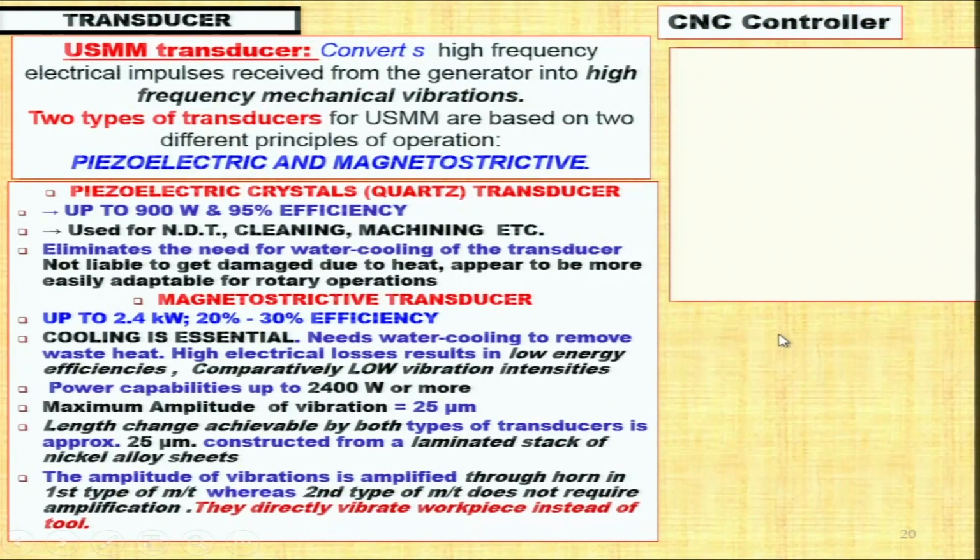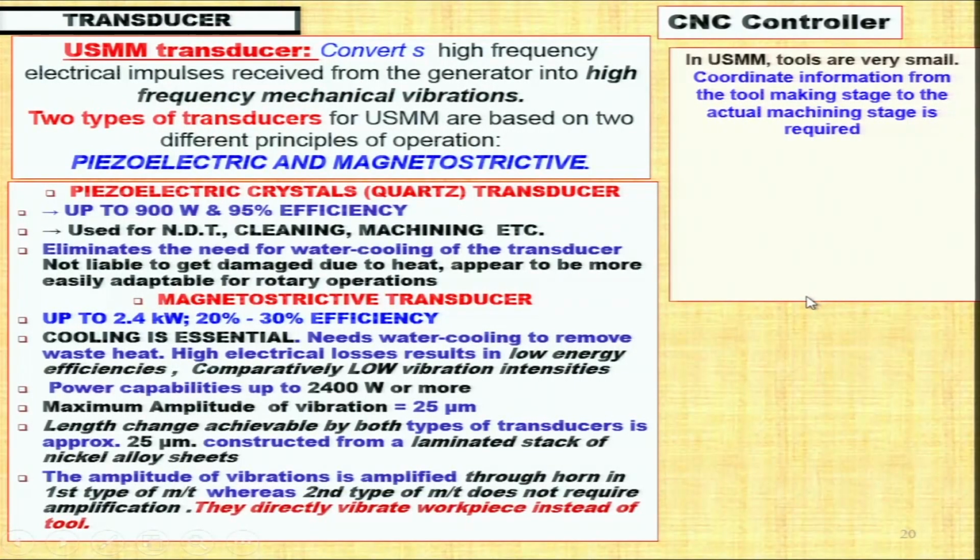CNC control is very important so that different parameters of the process are automatically controlled by the machine itself. In ultrasonic micromachining, tools are very small. Coordinate information from the tool making stage to the actual machining stage is required. That is very, very important. Otherwise, you are going to get inaccurate cavities or features.